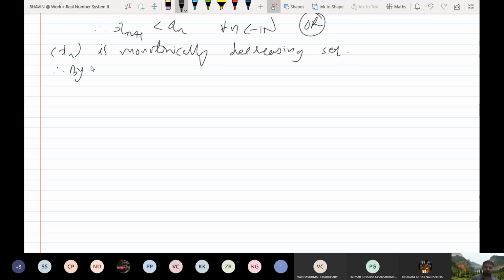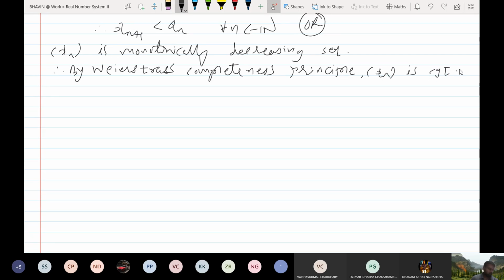Therefore, by Weierstrass completeness principle, xn is convergent. इसकी लिमिट क्या है वो आप फाइंड कर दीजिएगा, ठीक है. सो नाउ लेट मी गिव टू मोर एग्जांपल्स इन होमवर्क एक्सरसाइज xn plus 1.